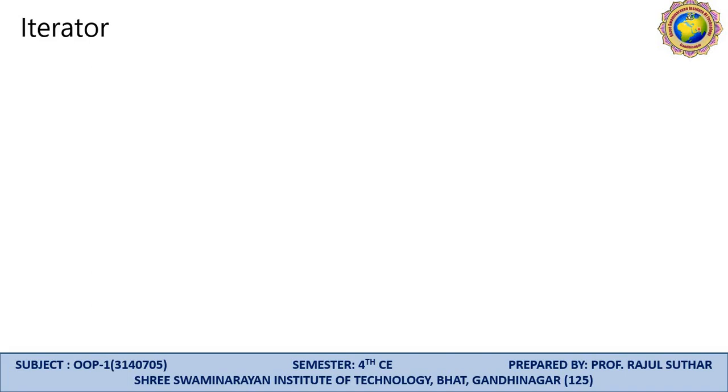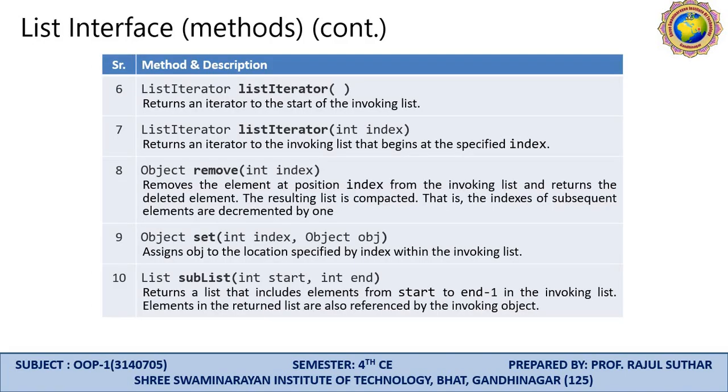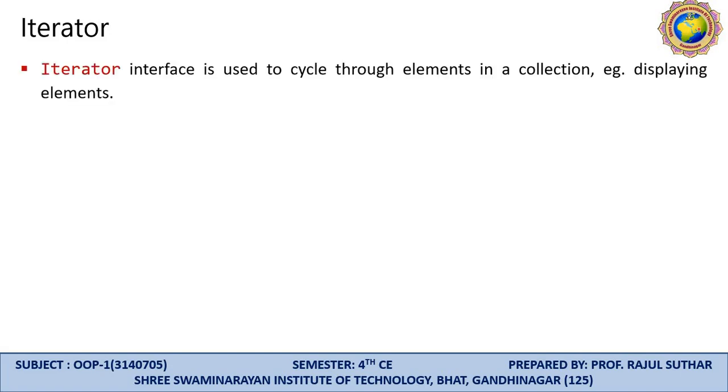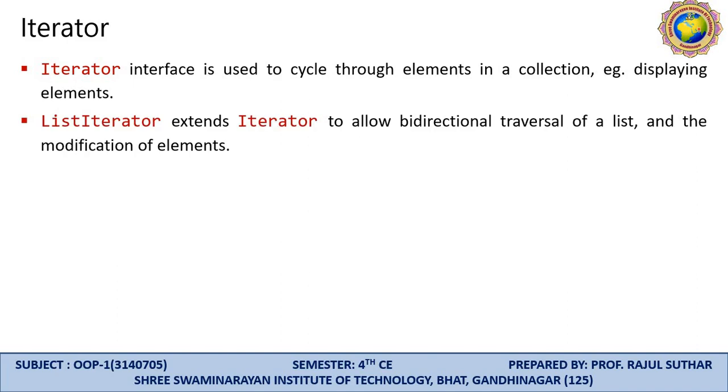In the previous session of Unit 10, we discussed the List interface and its methods. In this session, we will discuss the Iterator. So, what do we mean by Iterator? Iterator is the interface used to cycle through elements in a collection, for example, displaying the list of elements whenever required. So the Iterator interface is required.